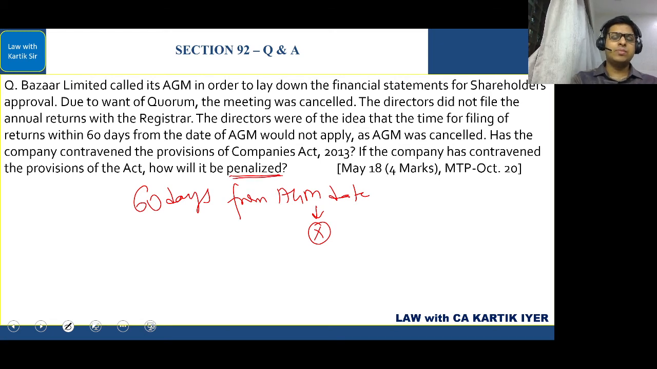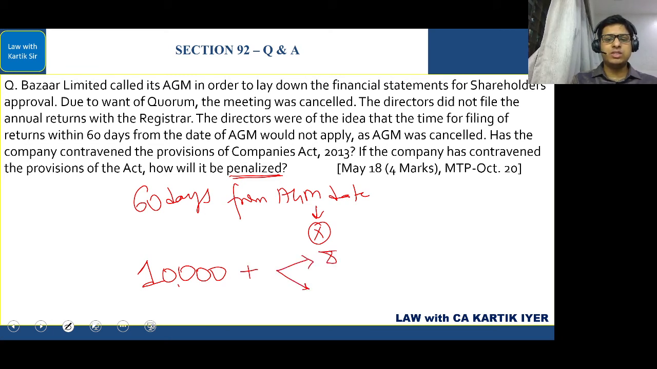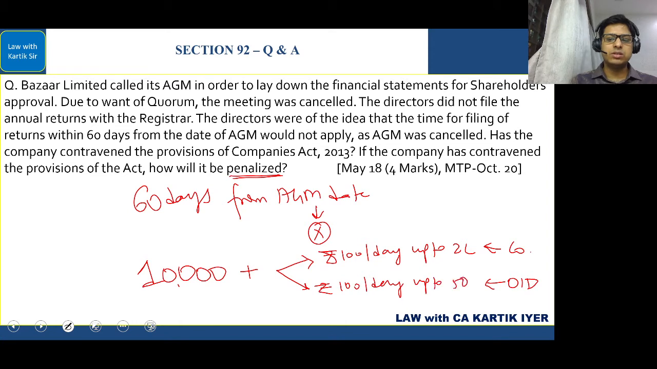Okay, so what is the penalty here? In the case of section number 92, the normal penalty is 10,000 rupees that they have to pay, because the AGM is not done. Plus, over and above that, the penalty gets split now. It is rupees 100 per day for the company, up to 2 lakhs. This is, remember, for the company. For any officer in default, it is rupees 100 per day, up to a maximum of 50,000. That is the penalty. Easy to understand. See, good question.